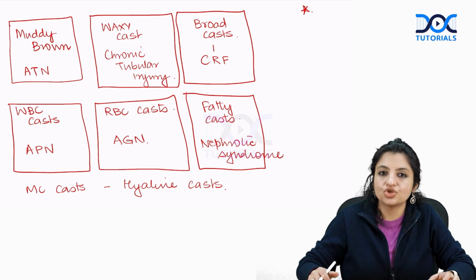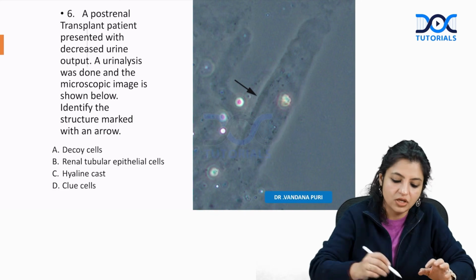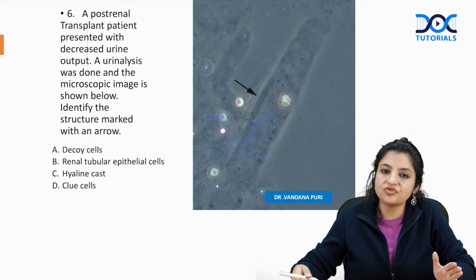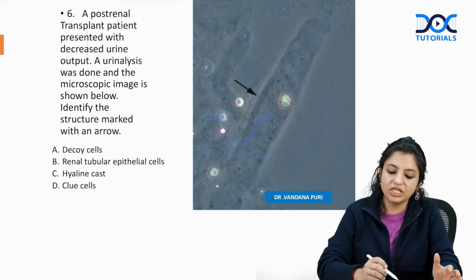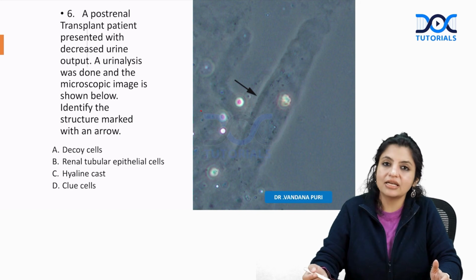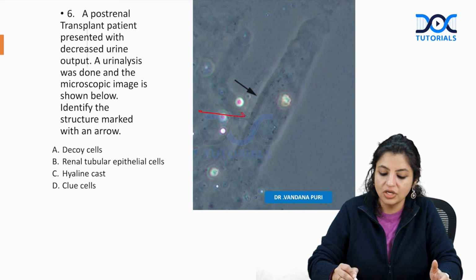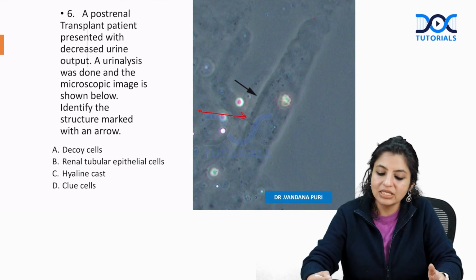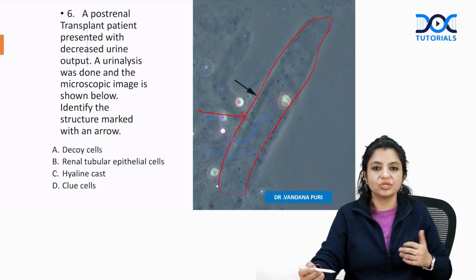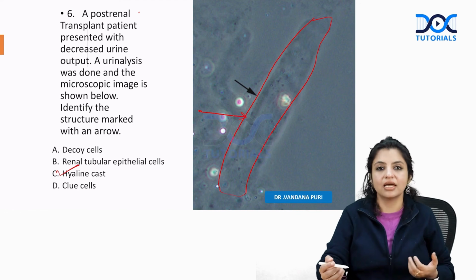So let's look at the question which came in your INICET exam, and let's see how many of you can answer this. This is a post-renal transplant patient who presents with decreased urine output. The urine analysis shows the structure which is shown. What is this? You can see the outlines are not well defined. This structure is like a cast, so definitely this is a hyaline cast.